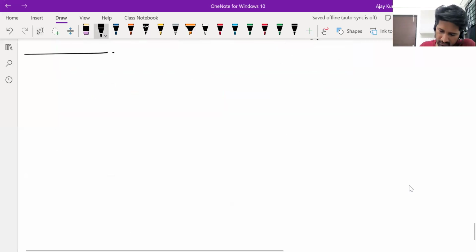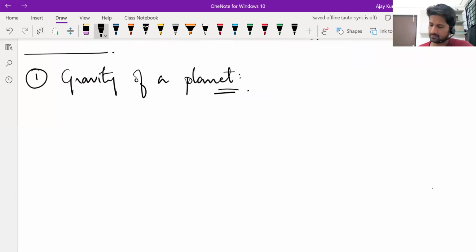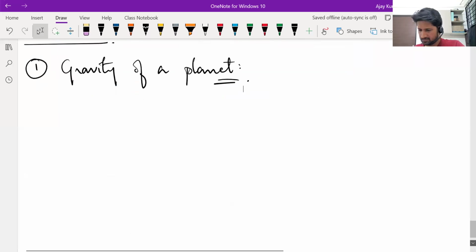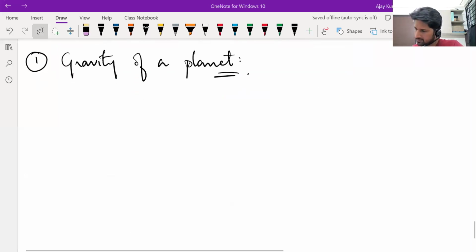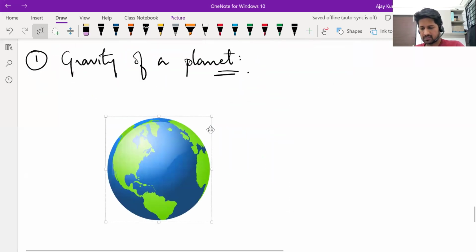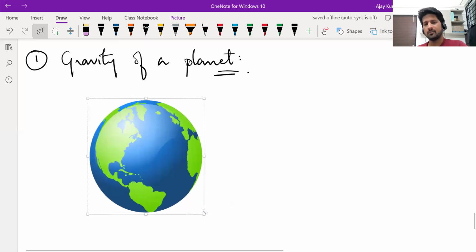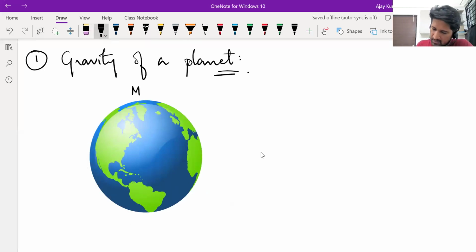Okay. First, gravity of a planet. Consider the Earth itself to begin with. Planets, unless otherwise specified, will be considered as solid spheres, that too uniform solid spheres. We know that the Earth is not made of the same material everywhere. Okay, it's not a uniform solid sphere, but assume it is. Let's say the planet's mass is capital M, radius is R.